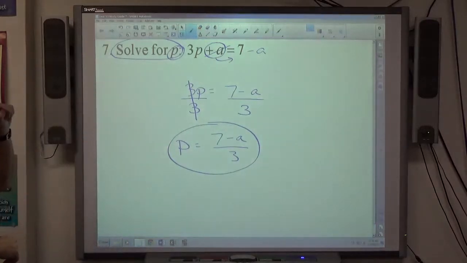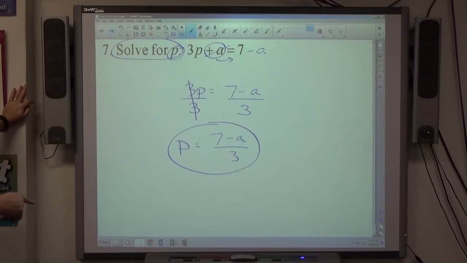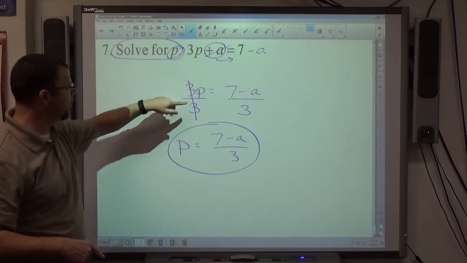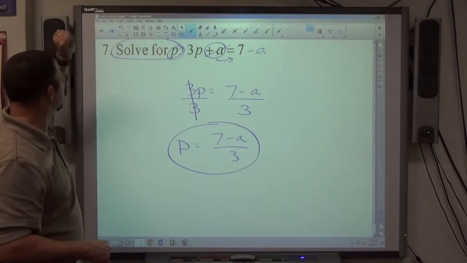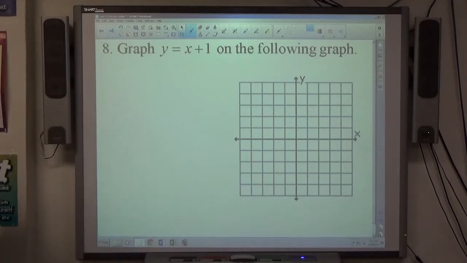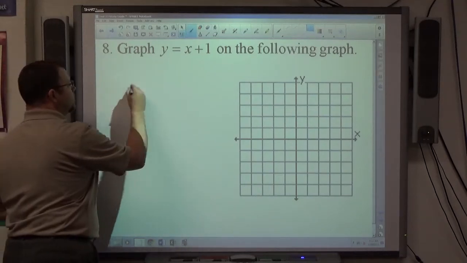That's all that problem is. Okay, some of you are making that a lot more difficult than it needs to be. You get P isolated, divide by whatever's in front of P, circle your answer. Number 8, graph. Y equals x plus 1.